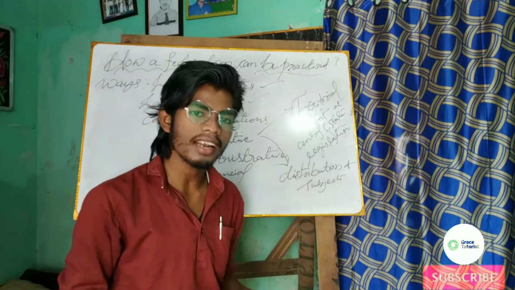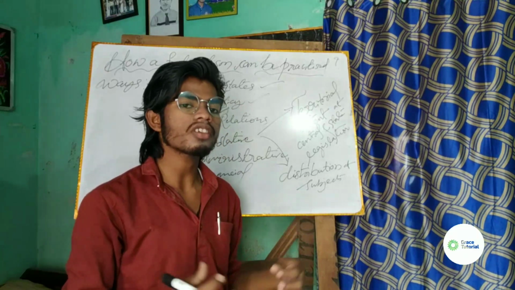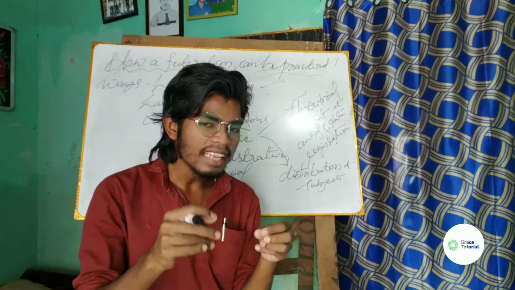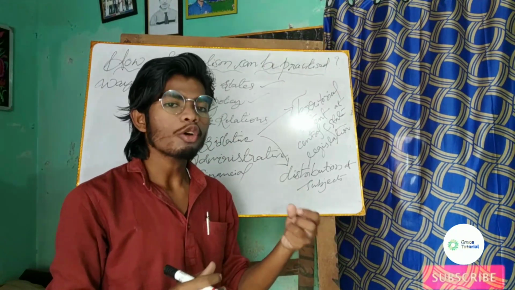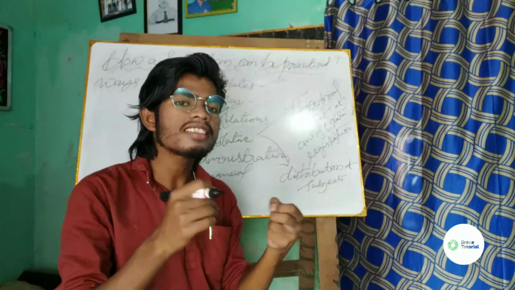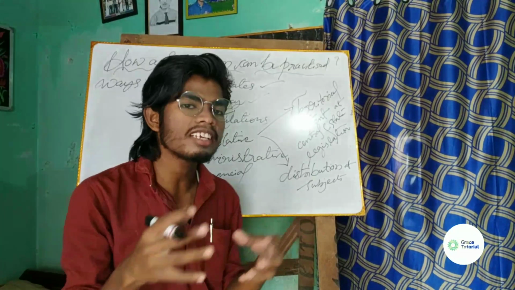What do you mean by the union list? The union list consists of 100 subjects, originally 97 subjects. And the state list consists of 61, originally 66 subjects. Similarly, the concurrent list was also.